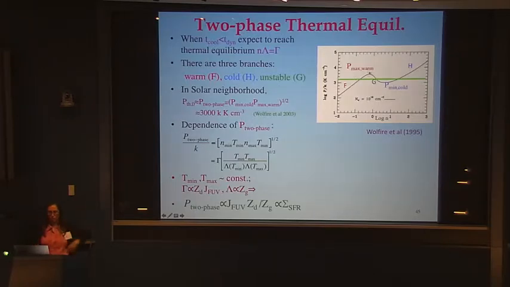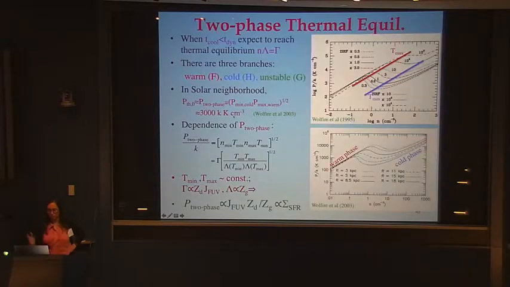If you take the geometric mean of this maximum warm pressure and minimum cold pressure, that gives you a value which is comparable to the observationally inferred pressure. And then you can think about how that would vary if you look in different regions. After all, this is not the only region. So this is what the cooling function looks like for different radiation field strengths. I guess you can also do this for different metallicities, but this is for different radiation field strengths.